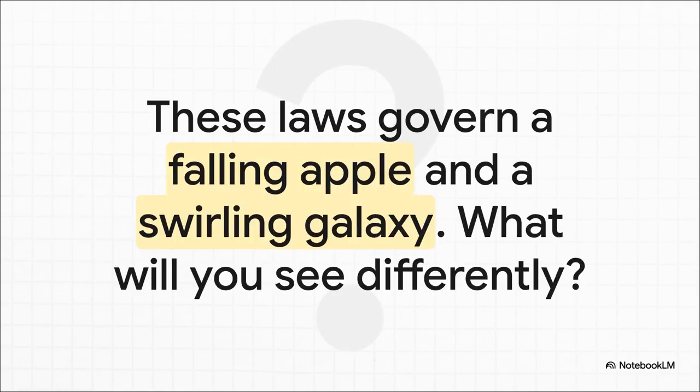So there you have it. From the basic but crucial difference between distance and displacement, to seeing the story of a journey in a graph, all the way to the incredible power of those kinematic equations, you now have the core toolkit to describe and even predict the world in motion. Think about it. The very same rules that govern a falling apple are the foundation for understanding the majestic orbits of planets and galaxies. So what are you going to see differently now?